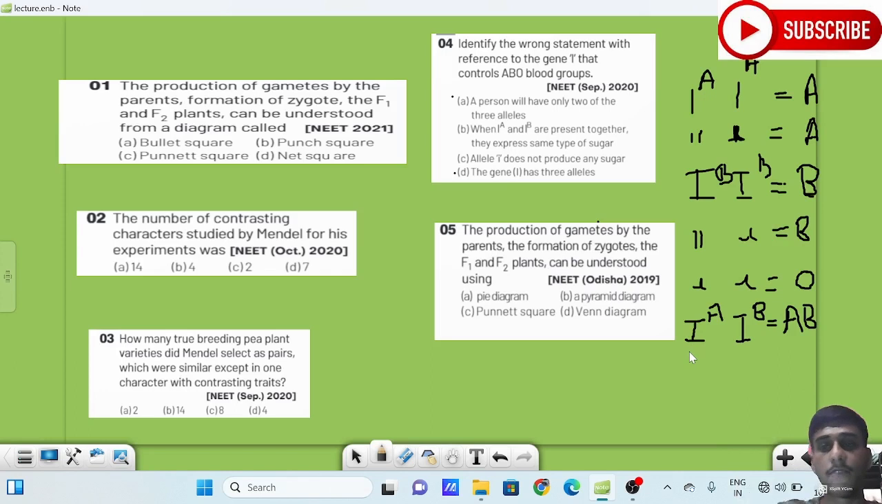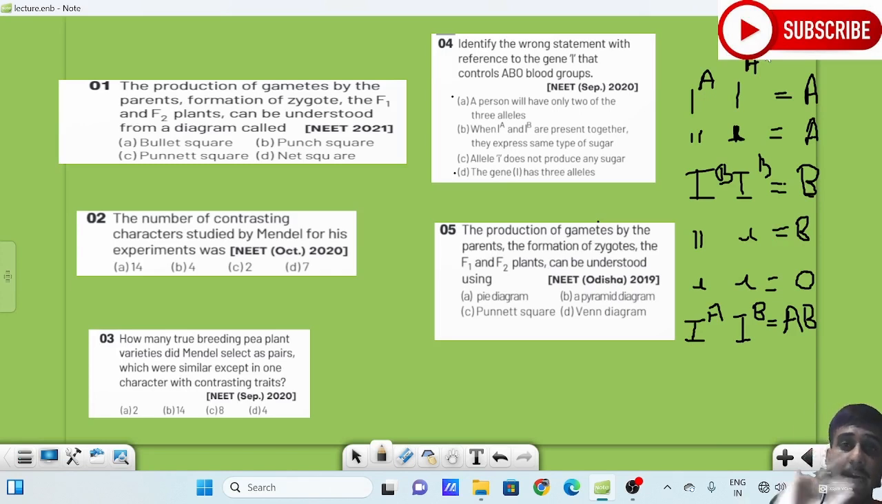Look, if I^A I^A, both dominant forms, are present, it will code for A blood group. If I^A I^A are expressed, which means the gene is active, they will lead to the formation of N-acetyl galactosamine, a sugar, which will bind to the RBC plasma membrane. Then it will be A blood group.